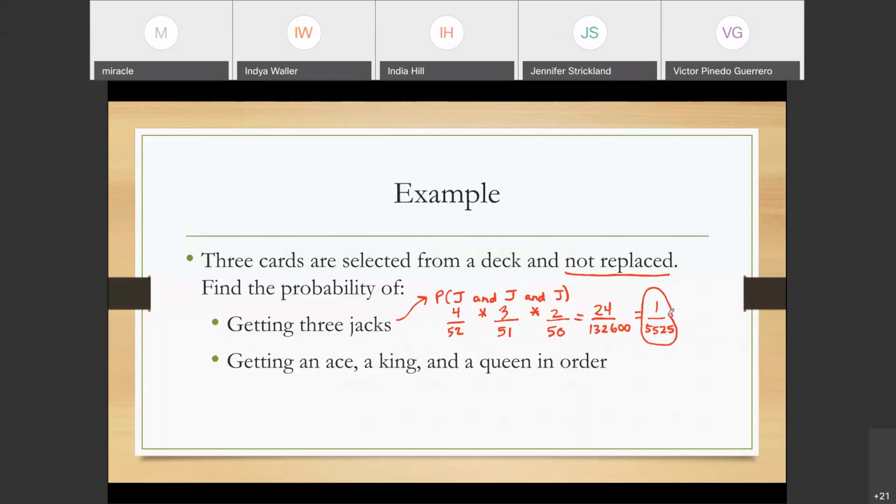Okay, so let's try it again on the second part. Okay, so the same idea. This time we want an ace, and then a king, and then a queen.